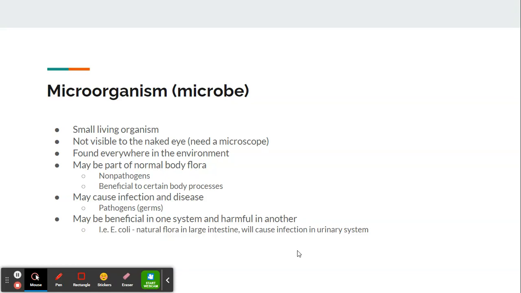So, for example, there is a form of E. coli that lives naturally in our large intestine, but if that same form of E. coli got into our urinary system, it's going to result in an infection.